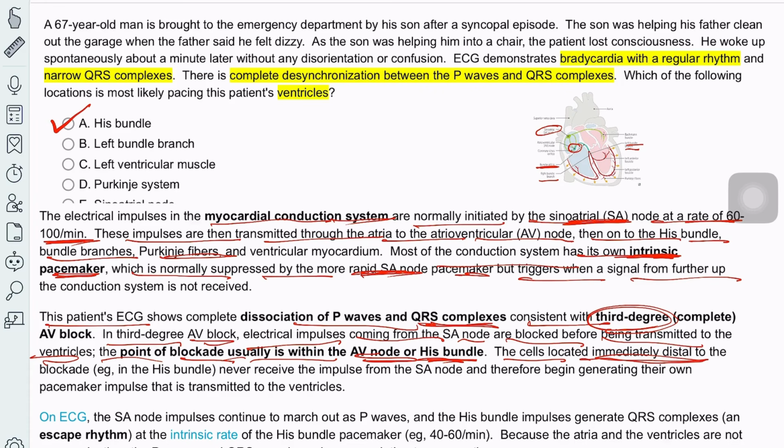The cells located immediately distal to the blockage, for example in the bundle of His, never receive the impulse from the SA node and therefore begin regenerating their own pacemaker impulse that is transmitted to the ventricle. On ECG, the SA node impulses continue to march out as P waves and the bundle of His impulses generate their own QRS complex as an escape rhythm at the intrinsic rate of the bundle of His pacemaker, that is 40 to 60 per minute. Because the atria and the ventricles are not communicating, the P waves and QRS complex have no relation to one another.